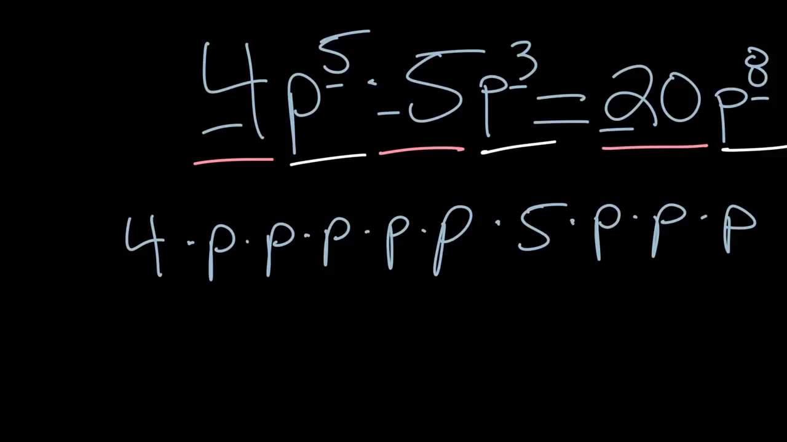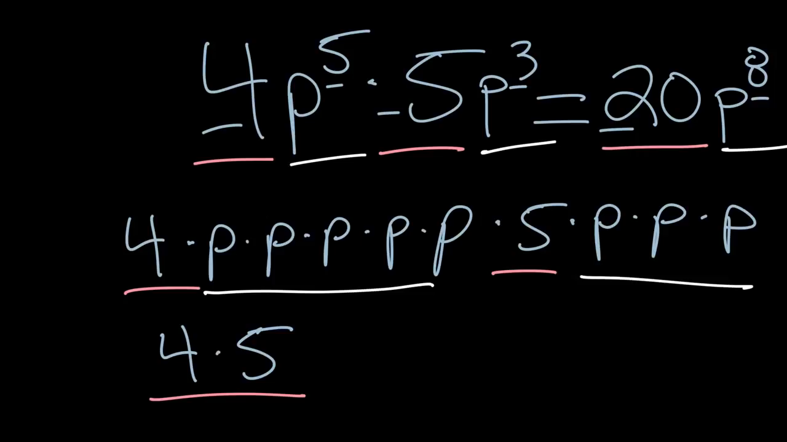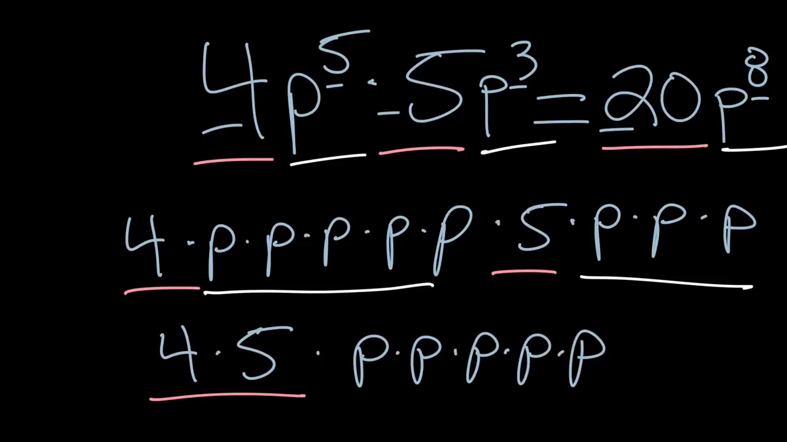What I'm going to do is group my numbers because I can work with numbers together. So let's put 4 times 5 at the very front. And then it just becomes a matter of how many p's do I have. We'll put all of those together as well. So I had 5 p's, so there's the first 5, and then I had 3 more.